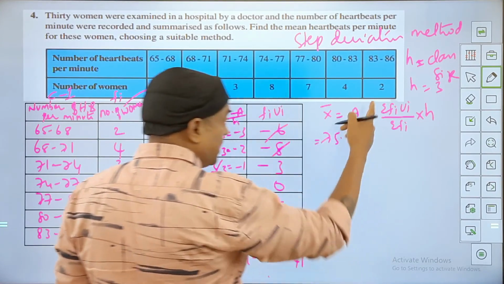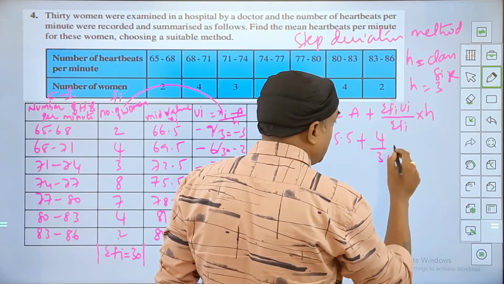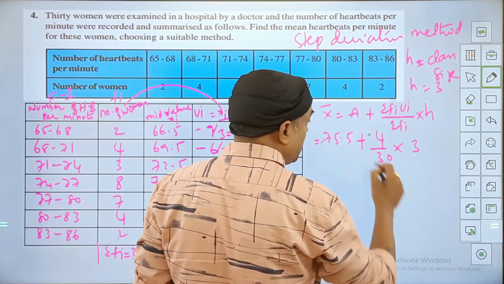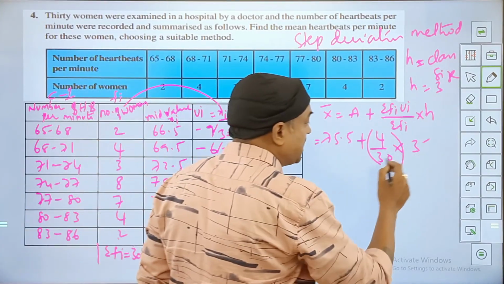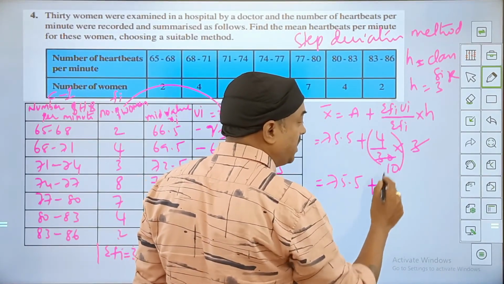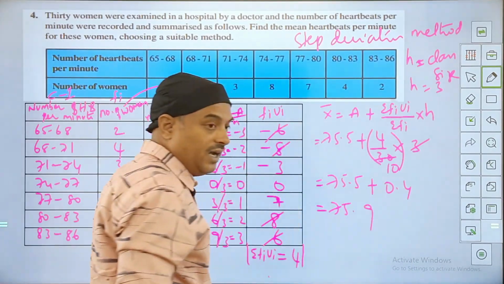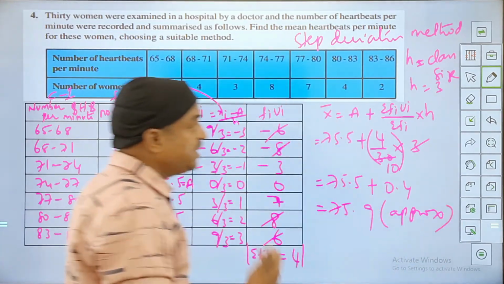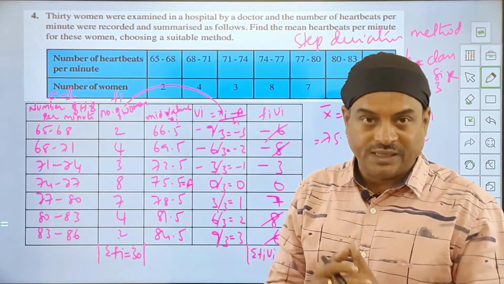The mean is the assumed mean 75.5 plus summation fi ui, which I got as 4, upon 30 into 3. And we know the BODMAS rules here. We can also keep a bracket instead of into here. Okay, you can do that. This gets cancelled by 10, and you see the calculation has become so easy for me. Now I got this as 0.4. My ultimate answer is 75.9, and do not forget to write this as approximate. So this method has made the calculation much easier. That is why we recommend this method also.